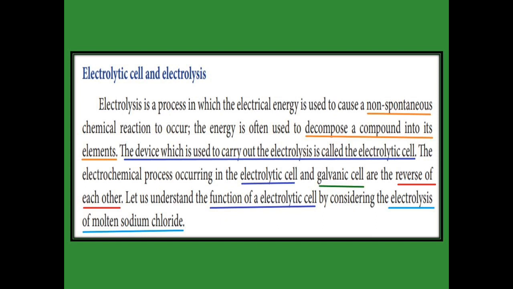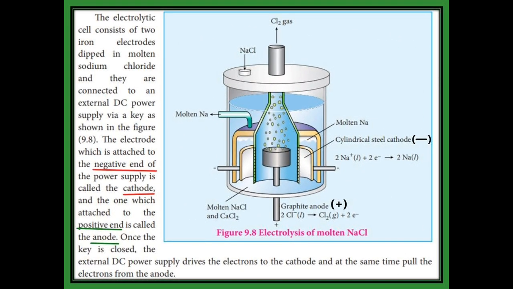The function of the electrolytic cell we are now going to learn with the help of the electrolysis of molten sodium chloride. The electrolytic cell consists of two electrodes dipped in molten sodium chloride. One of the electrodes is the negative end, called the cathode, and the other end is called the anode. Now the sodium chloride, on passing current, splits into Na plus and Cl minus. The Na plus has a positive character, so it moves to the cathode, which has a negative character. At the cathode, the Na plus gains one electron and becomes sodium.